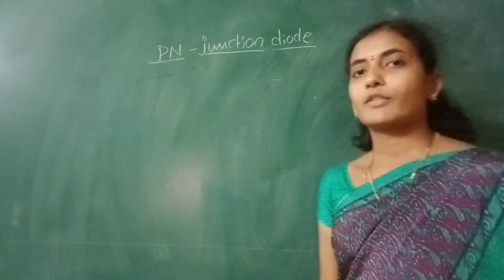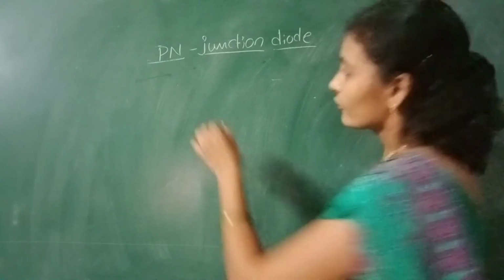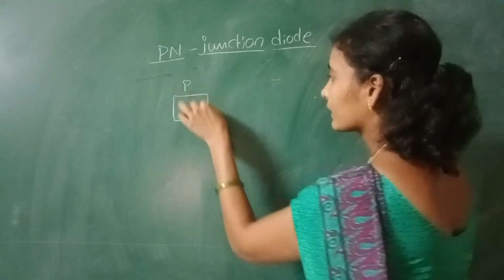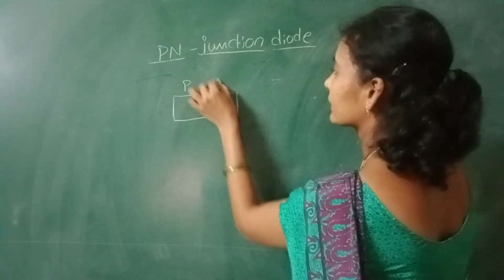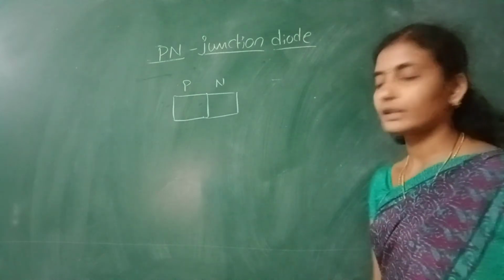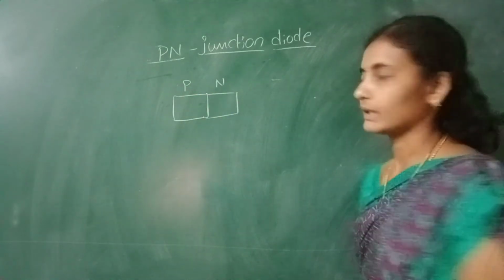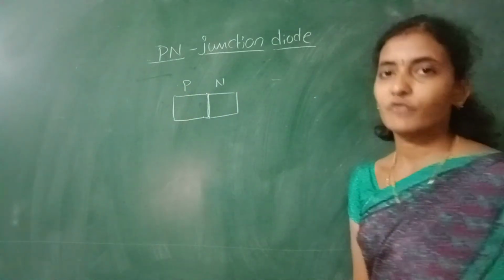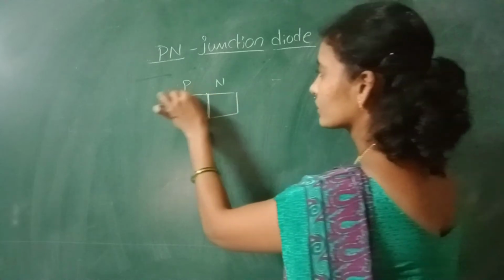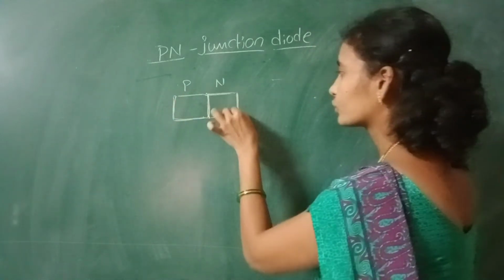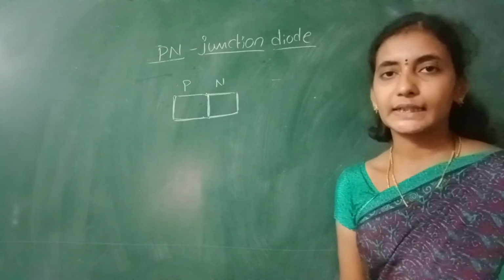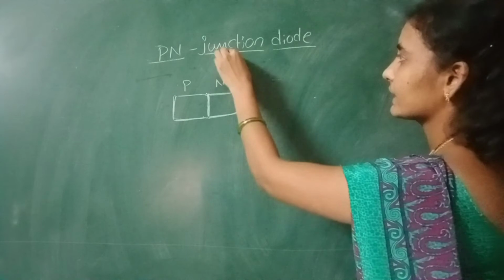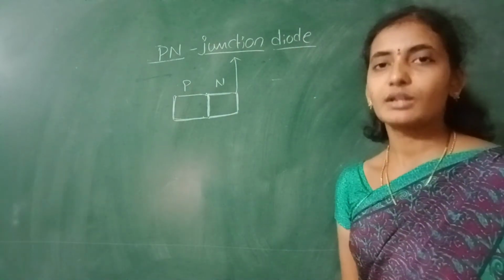So first of all, what is a PN junction diode? When we join the P-type material with the N-type material, we can observe one junction here. After joining the two materials, P and N, they form one junction. That's why it is called a PN junction diode.